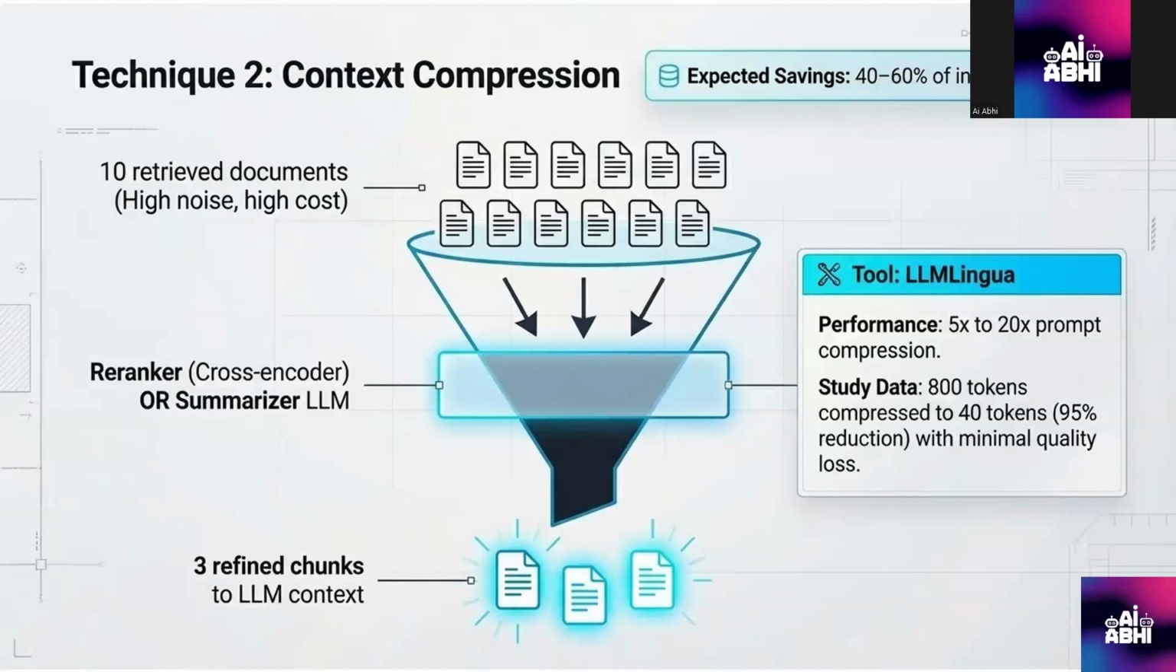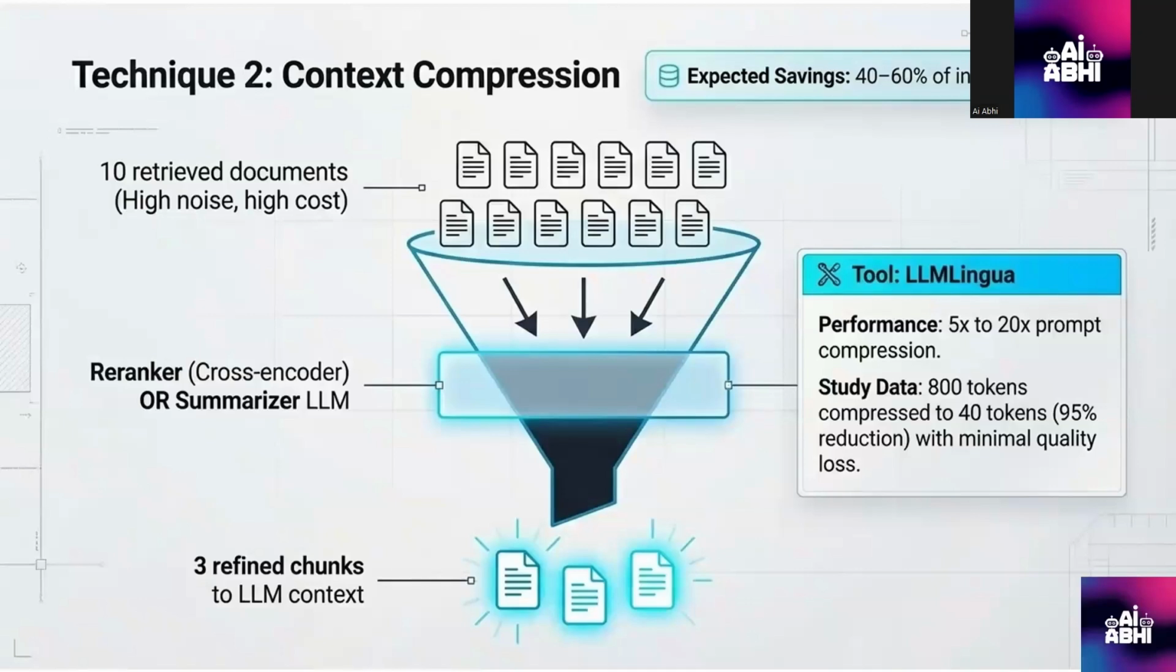For tools, we can use LLMLingua. It's an open source compression library that achieves around 5 to 20 times prompt compression with minimal quality loss. A study showed compression from 800 tokens to 40 tokens, a 95% reduction, is possible for certain use cases. So it's particularly effective for RAG systems with long retrieved context.